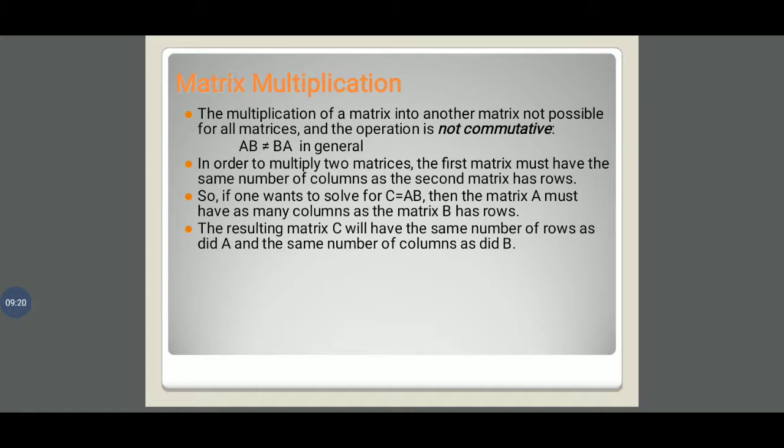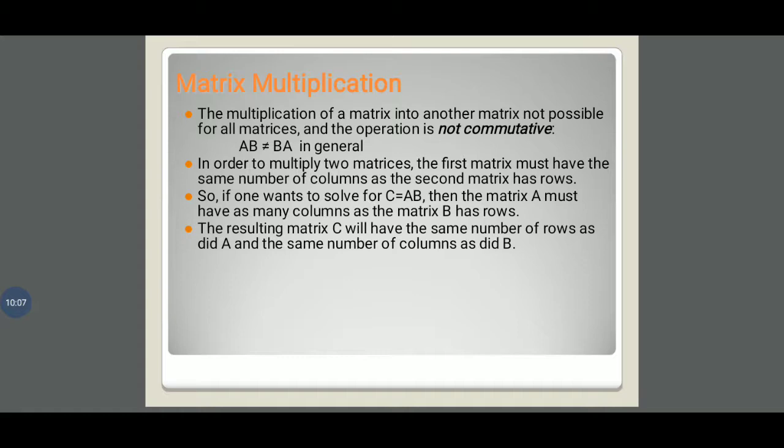Now if we consider matrix multiplication, what is the condition? Suppose we are given two matrices A and B, then the product AB exists if and only if the number of columns of A is equal to the number of rows of B. Then only matrix multiplication is possible. And one more thing is that AB is not equal to BA. For addition, a plus b is equal to b plus a, this exists, but AB is not equal to BA. We'll consider one example for that also.